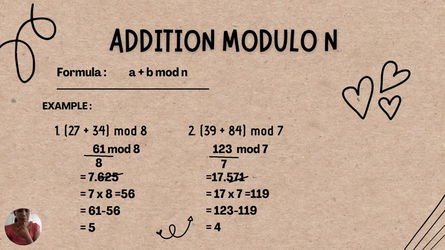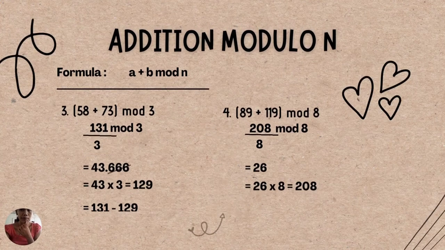And number 2, 39 plus 84 mod 7. You just need to add 39 plus 84, which equals 123. Divided by 7, the result is 17.571. Just get the whole number, which is 17. 17 times 7 equals 119. So 123 minus 119 equals 4.